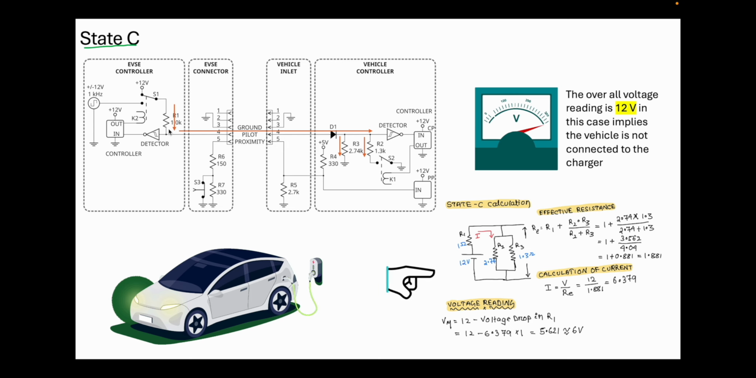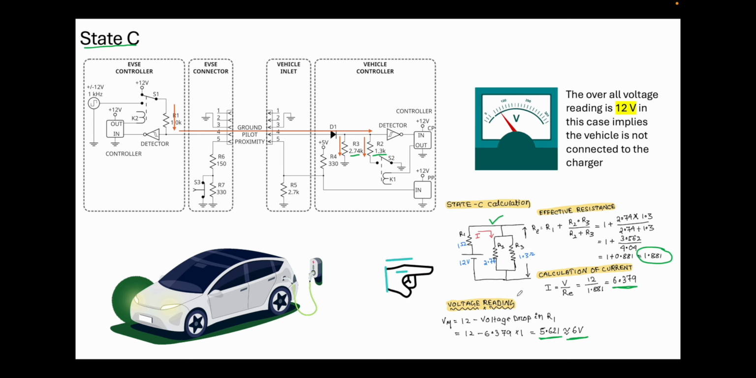like this. So you connect the switch and through this 1k resistor, as you already have a 2.74 resistor, and you will have a 1.3k resistor. So when you draw the equivalent circuit for the same, you will have this. And here also you need to calculate the equivalent resistance. It is coming around 1.881. And with that, if you want to calculate the current, it is coming around 6.379. And if you deduct this voltage, then you will get around 5.621, which is approximately equal to 6 volt.